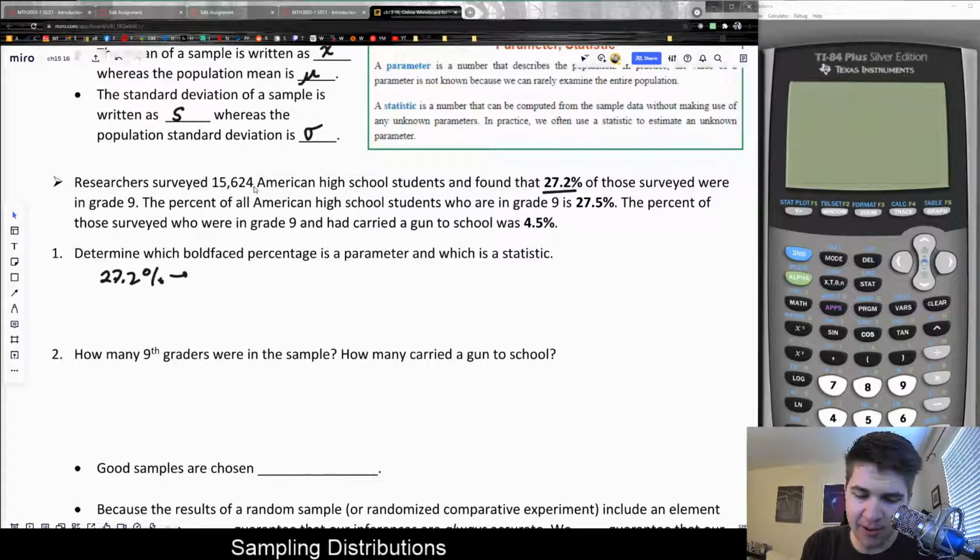What's our population? Basically, we would need to know data from every single American high school student to know the parameter. So this is a statistic because this is just of those surveyed. It's not the full group, and that's kind of the idea, right? We take a survey of some to get information about the whole, because often it's impractical or impossible to collect literally every data point from every single American high school student, for reasons. So yeah, this would be a statistic.